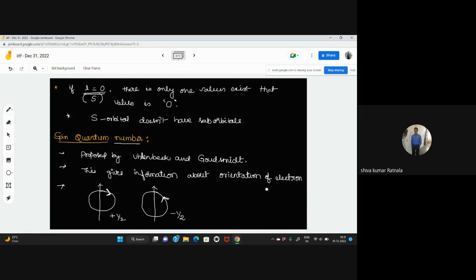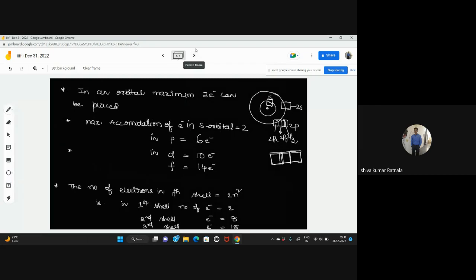Yes or no? Yes, sir. And that electron can rotate. It can revolve along its own axis, clockwise or anti-clockwise. It can take any direction.